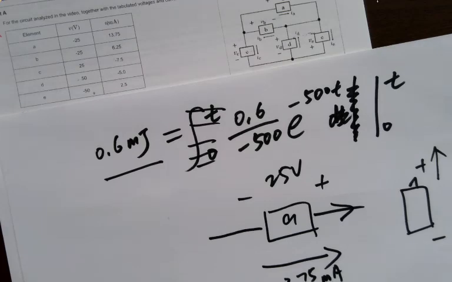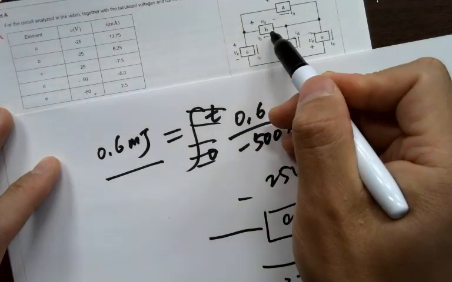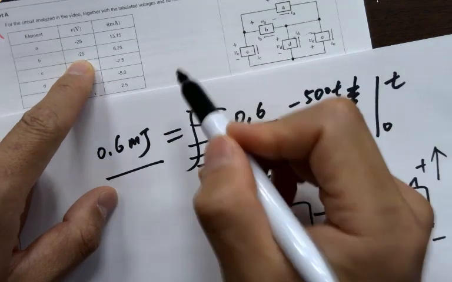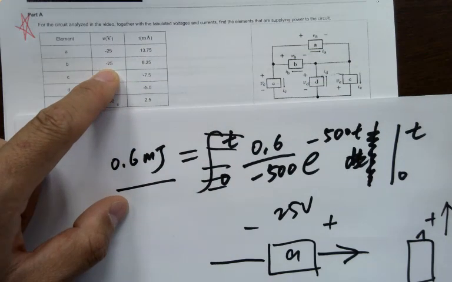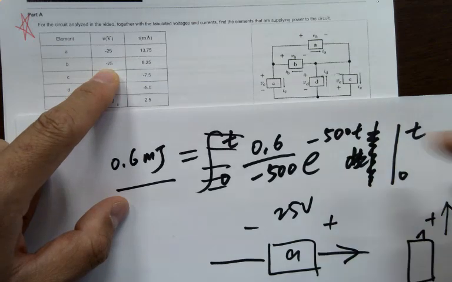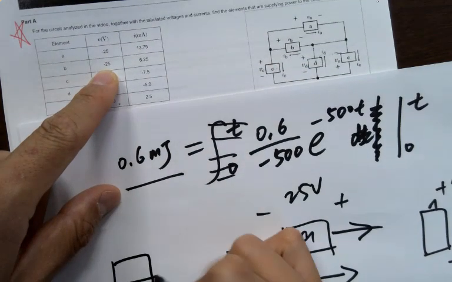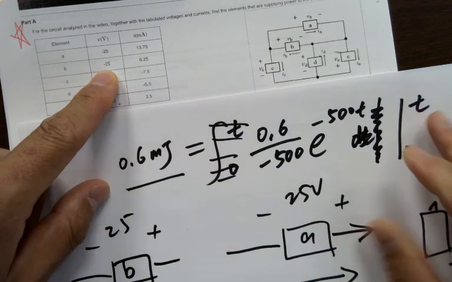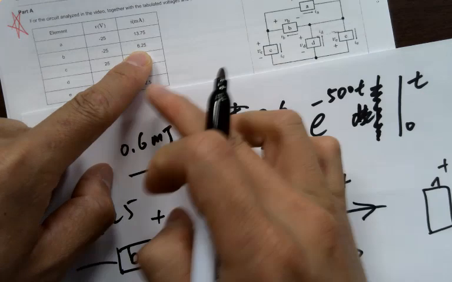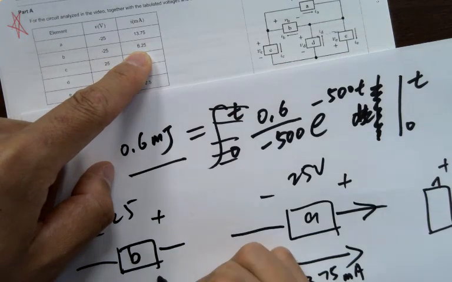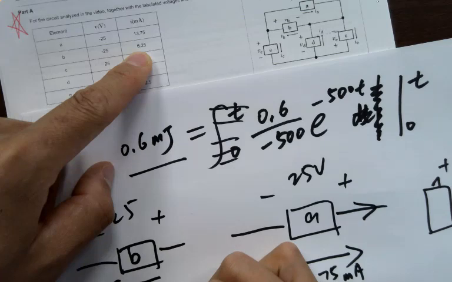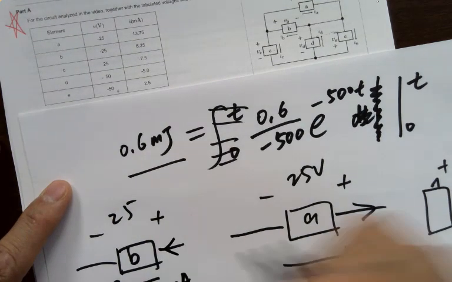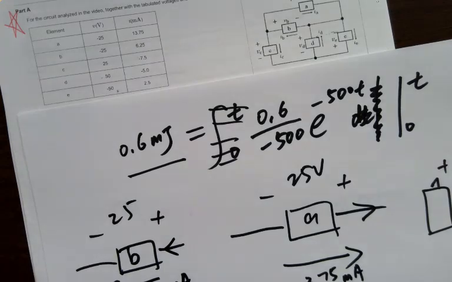Let's take another example, for example, B. Is it negative voltage or positive voltage? It's a negative voltage again, right? So physically, for B, it's actually plus minus 25 volts from right to left. And the current is a positive current in the table, so we just directly write it down, which is 6.25 milliamps. So in this case, it's actually absorbing because it's flowing current into the anode.